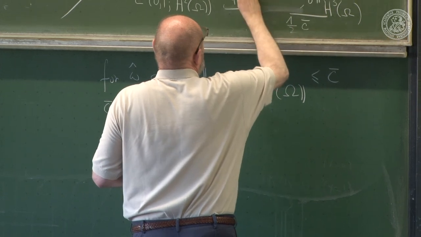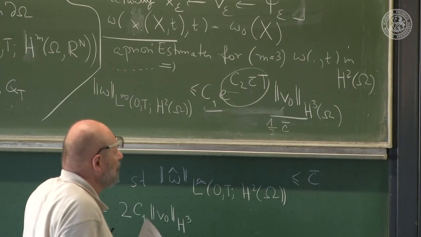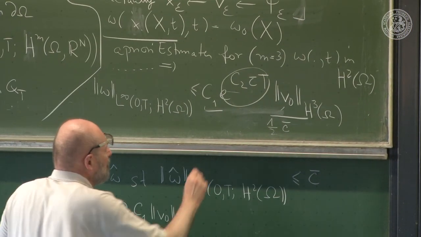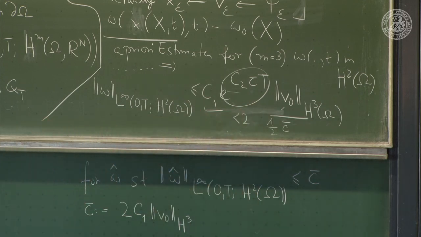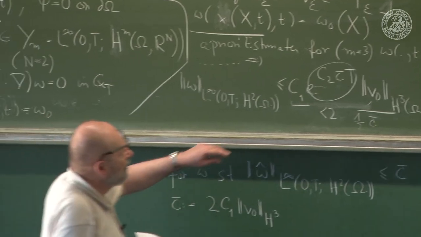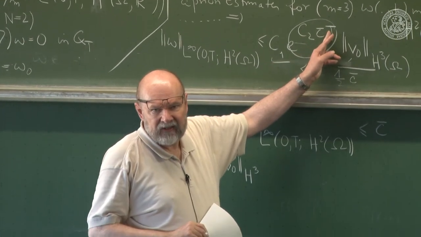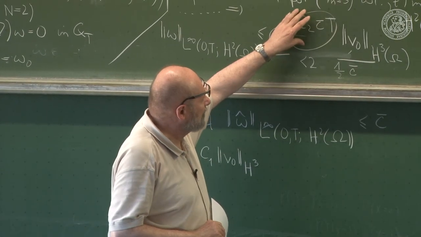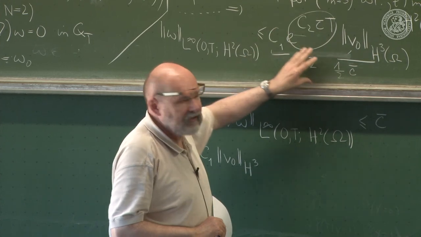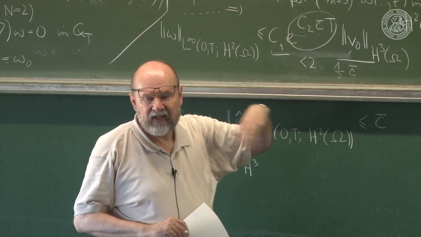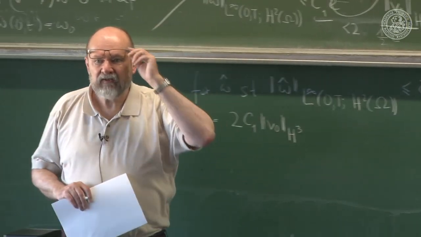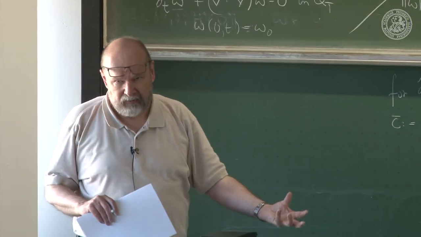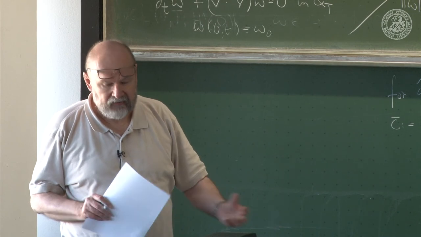And now the only thing is that this has to be less than 2. Of course, these numbers are arbitrary, they could also be different. So we cannot allow every time interval, but if we make the time interval small enough, we get the self-mapping property. It's not yet the contractivity, we also need it for the self-mapping property of the set.